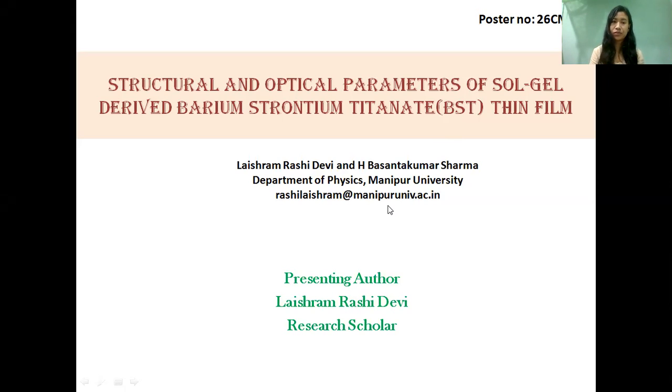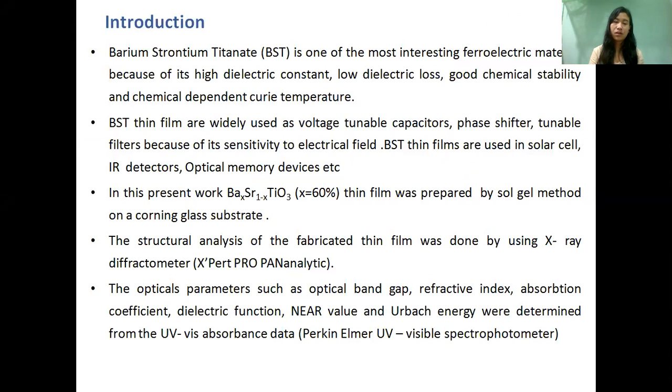Today I am going to present on the topic structural and optical parameters of sol-gel derived barium strontium titanate thin film. Barium strontium titanate is one of the most interesting ferroelectric materials because of its high dielectric constant, low dielectric loss, good chemical stability, and composition dependent Curie temperature. Barium strontium titanate is widely used as voltage tunable capacitors, resistors, and tunable filters because of its high sensitivity to electric fields, and it also has optical applications in solar cells, IR detectors, and optical memory devices.